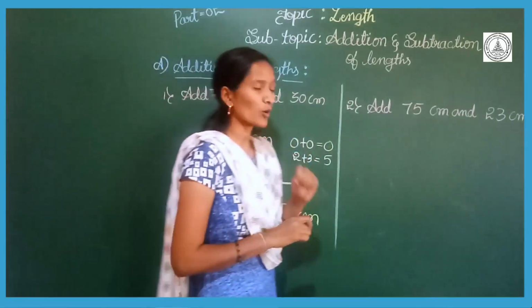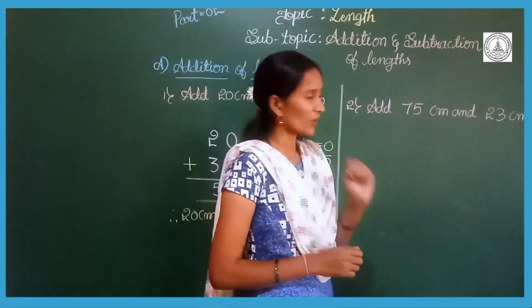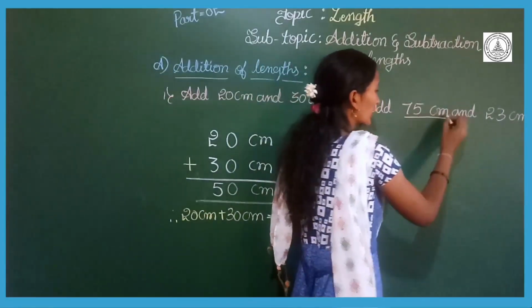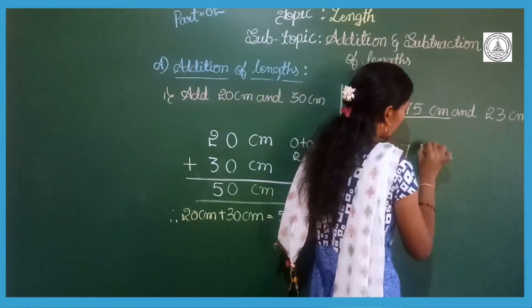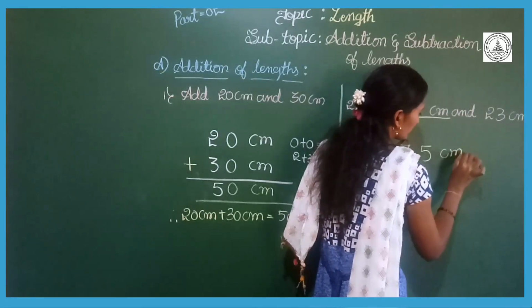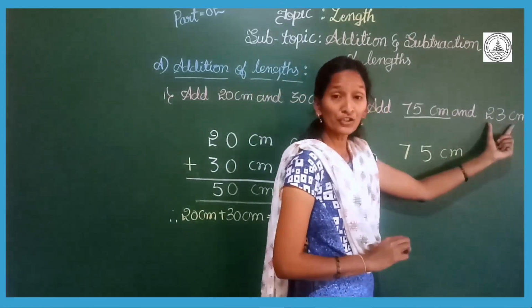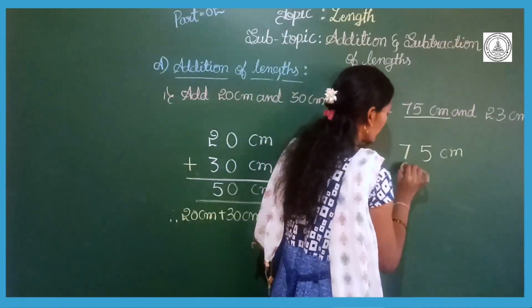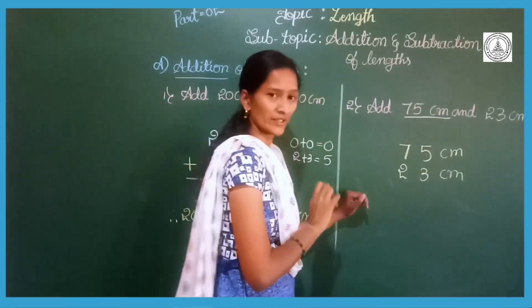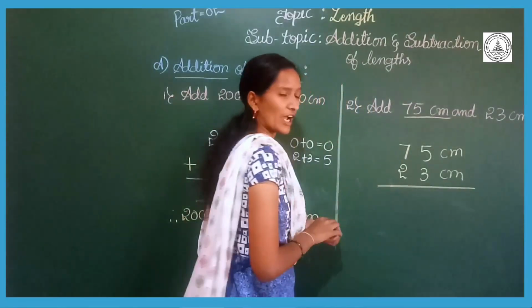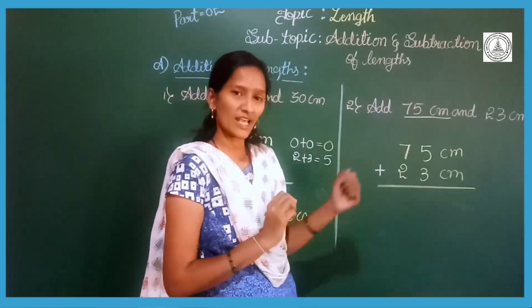So now come to the second problem. It is 75 centimeter and 23 centimeter. Okay. So first, which number are you writing first? 75, right? So write down here 75 centimeter. Next, the second number is 23 centimeter. So write down 23 centimeter below this number. Right? Next you have to add these numbers using the symbol of addition, that is plus.